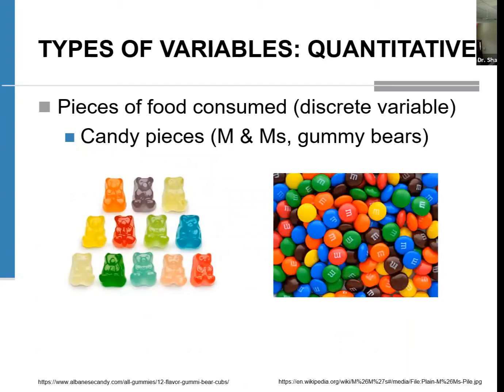Now let's think about candy pieces. It's a quantitative variable, I should say. In this case, you can have a certain amount of gummy bears or M&Ms. And we know that this amount will be either you had M&Ms or you didn't.